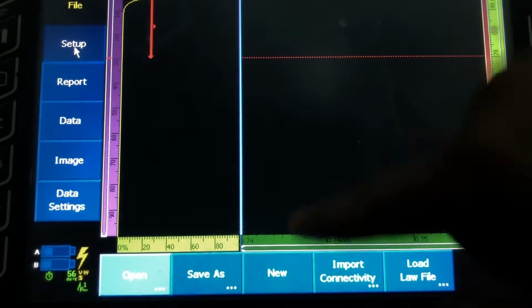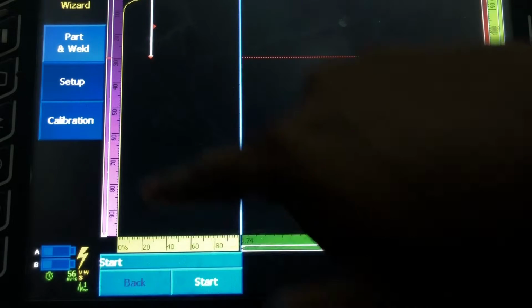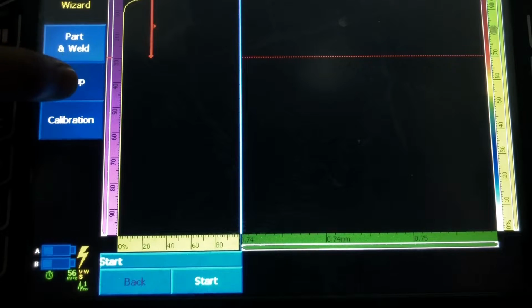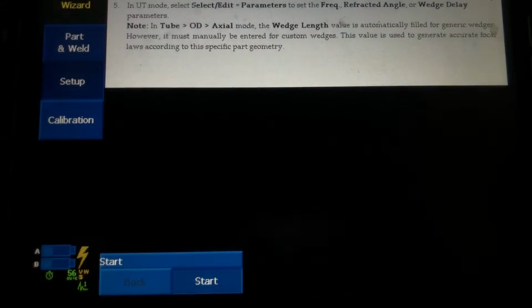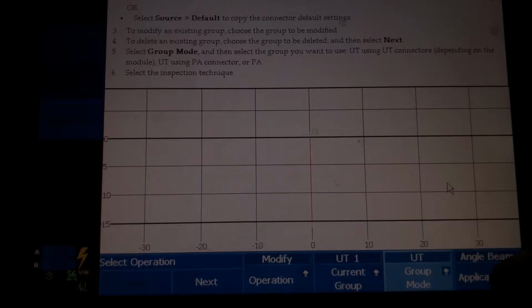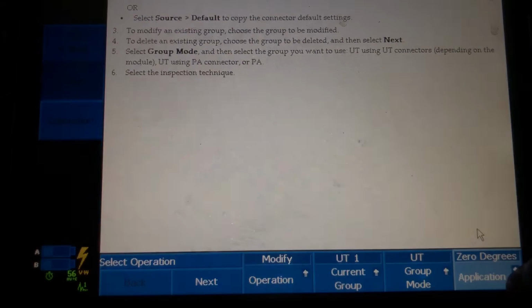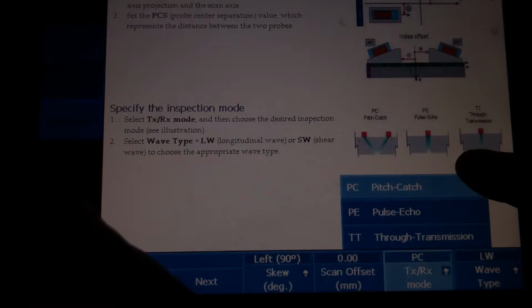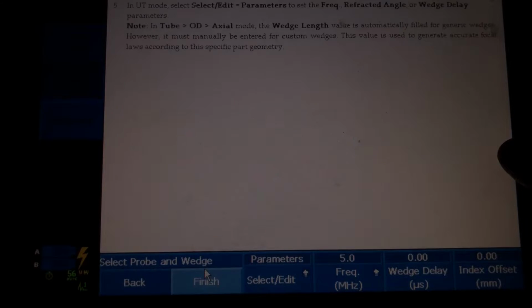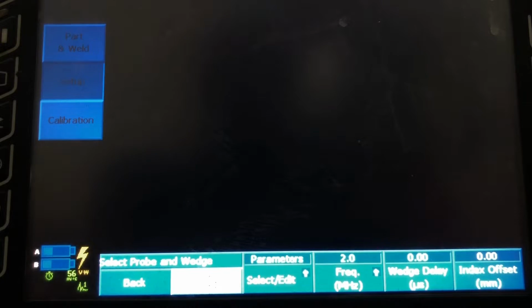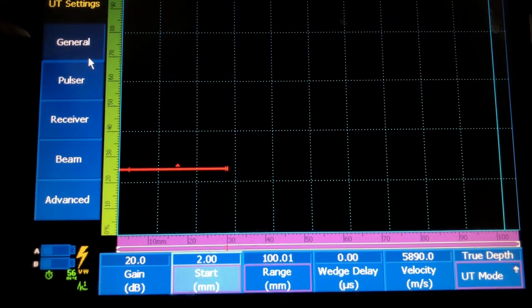A new setup is made from setup new, and the part and the weld actually don't matter, because we are not going to size the defects. Creep wave inspection is just a qualitative method. The parameters are set. I have connected to the UT connector, and it is a dual probe. So I'm using the right parameters: frequency 2 megahertz and pitch catch, not pulse echo, to reduce the noise.